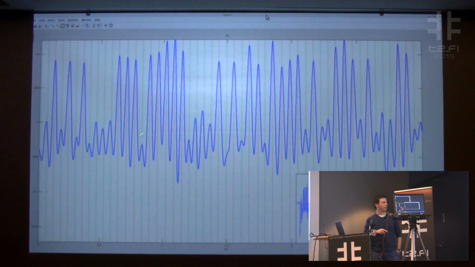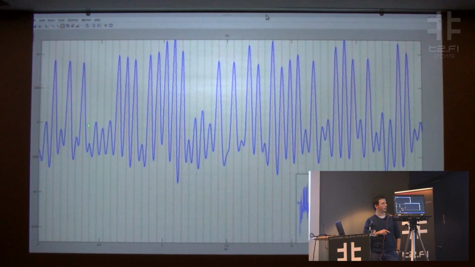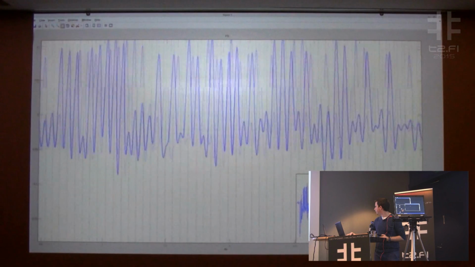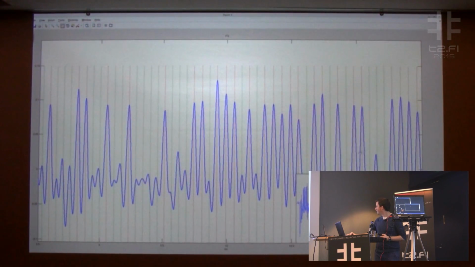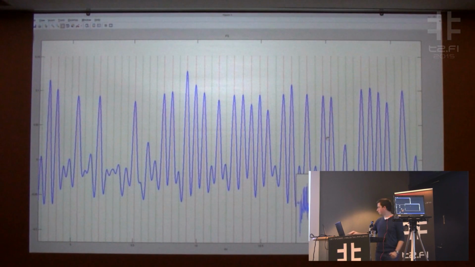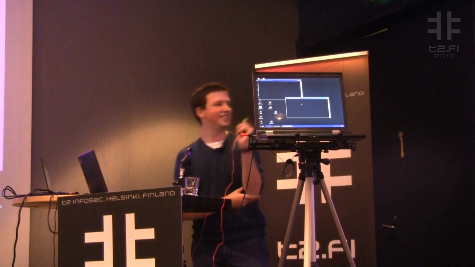We have this graph here, and these peaks correspond to a bit of 1, and these dips correspond to a bit of 0. So we have 1, 0, 1, 0, 0, 0, 0, 1, 1, 1, and so on. The entire key is here. You can read it and write it down. Here it is. I hope you had time to write it down.